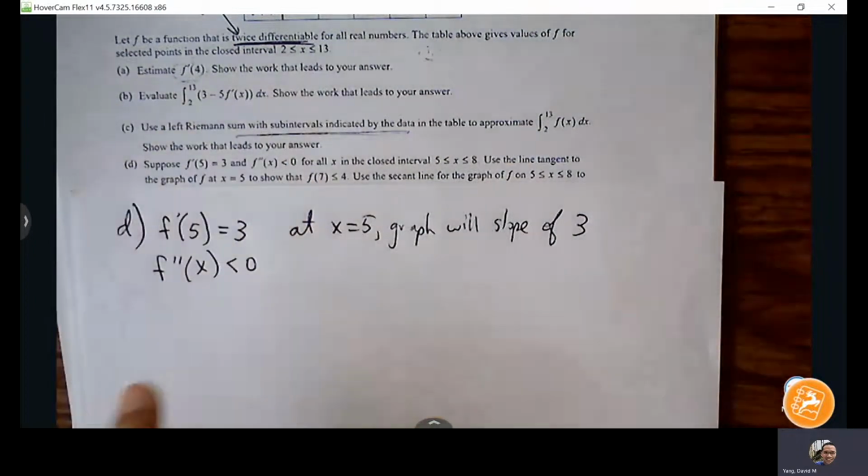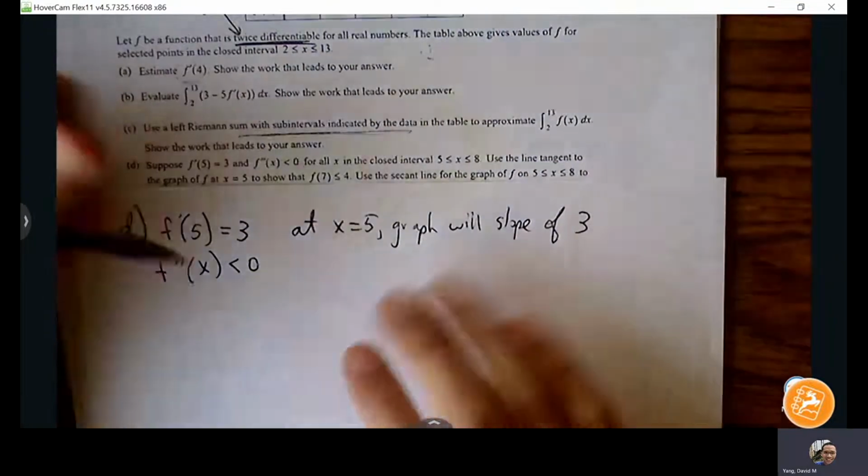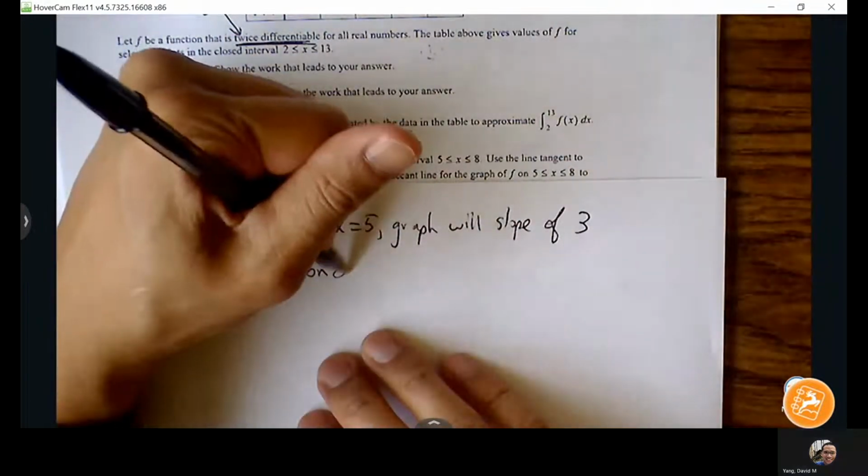And let's visualize what this means. f double prime of x is less than 0. What does that mean visually? Concave down. It says everywhere, right? So the whole graph is concave down. Well, sorry, from 5 to 8.